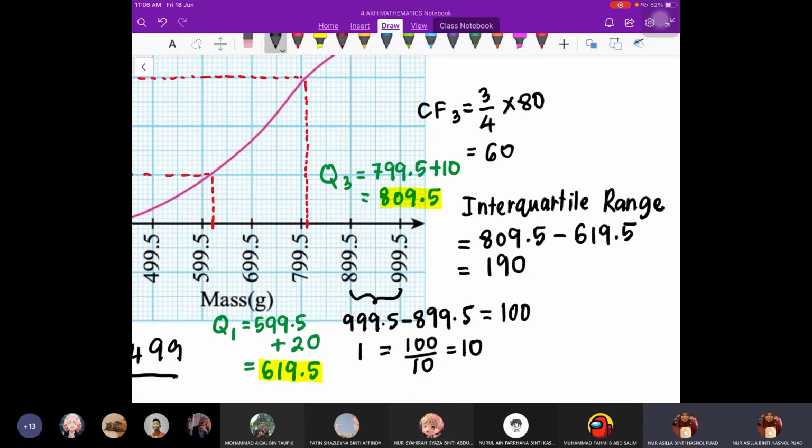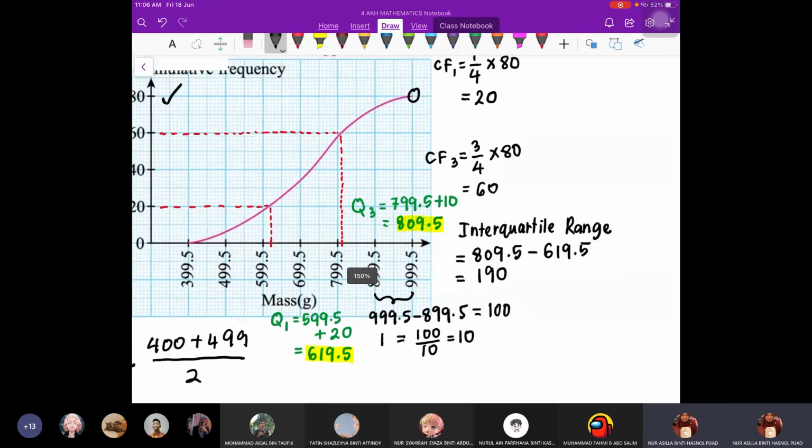Okay, so whatever it is, you know the drill. Saya salah kira ke? 599.5 plus 20. Betul? Okay. So you know how it is lah maksudnya.